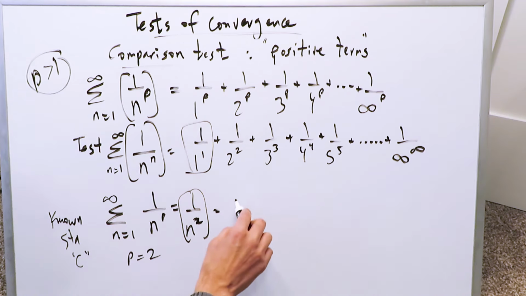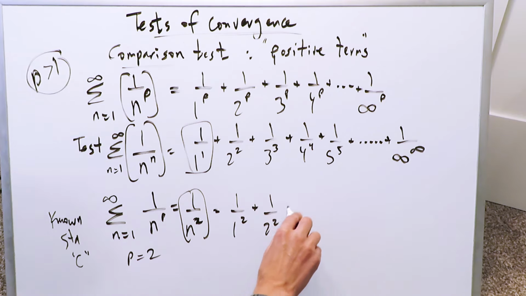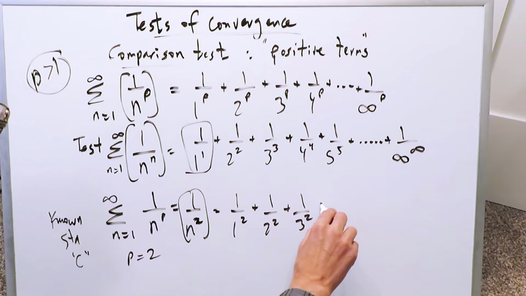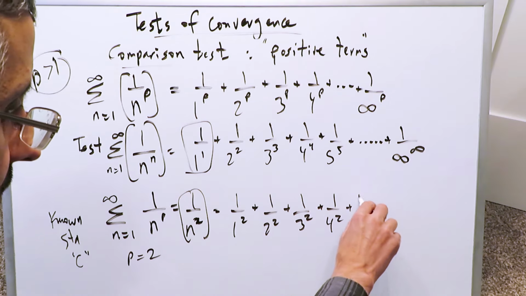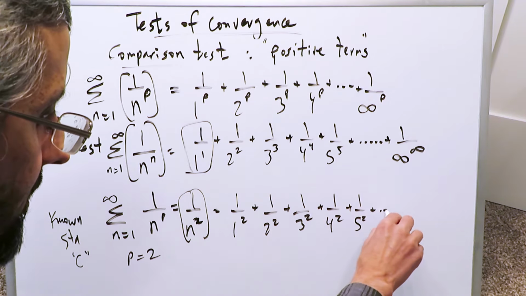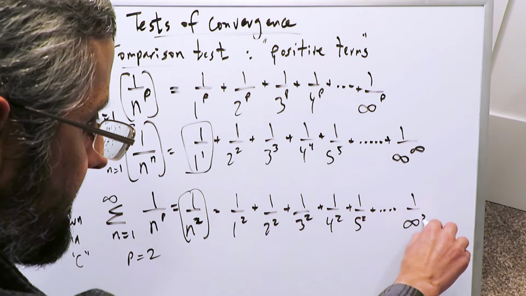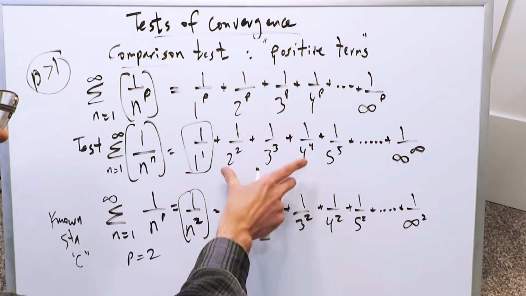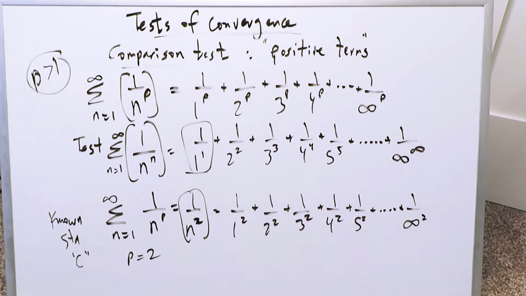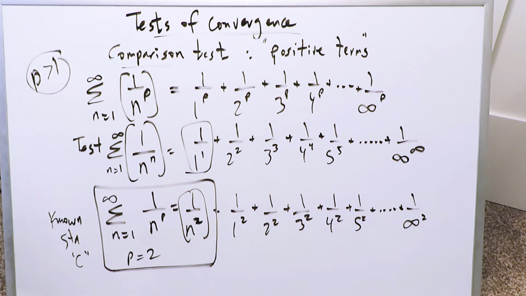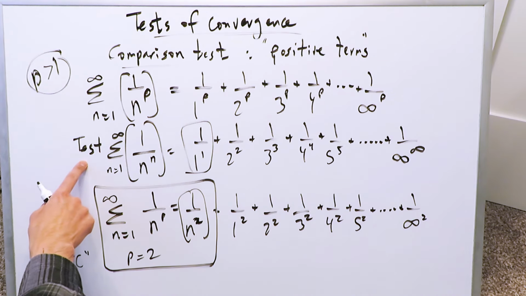If I were to open this up, what would be my terms? I would have 1 over 1 square plus 1 over 2 square plus 1 over 3 square plus 1 over 4 square plus 1 over 5 square plus all the way up to 1 over infinity square. I've mimicked this with regards to the length I'm showing you. This series right over here is known to converge. You don't even have to show it to converge, but it's known to converge because it's one of those standard series of convergence, and it serves as a good known standard for which you will do this comparison.